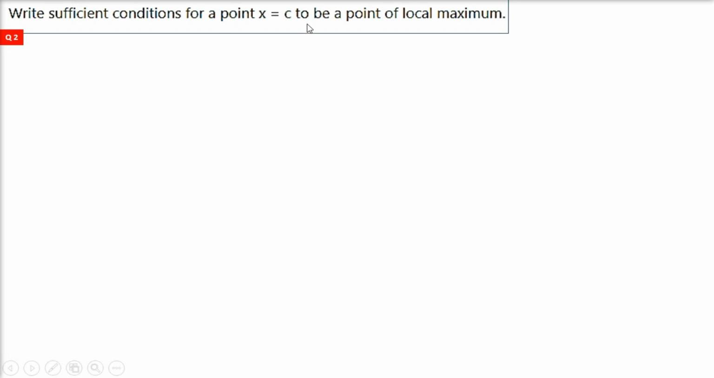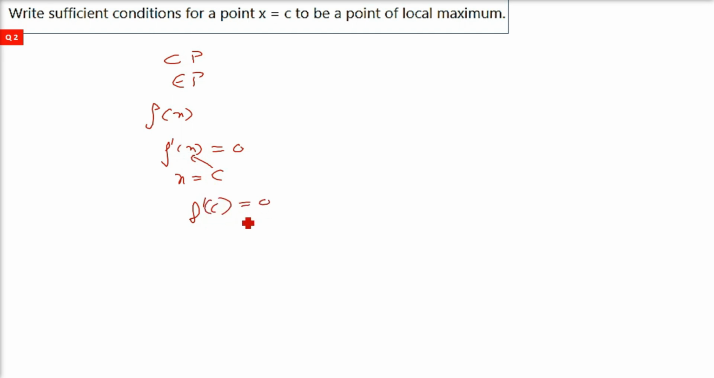Write the sufficient condition for a point x equals c to be the point of local maximum. As I just suggested, we have the necessary condition and now we have the sufficient condition as well. Critical point or extreme point, CP or EP, you can call it. The necessary condition was the differentiation and then putting it to 0. You have the function f(x), you differentiate it, you call it f'(x), that is dy by dx equals 0, and at x equals c, which is given in the question, f'(c) equals 0 is the necessary condition.